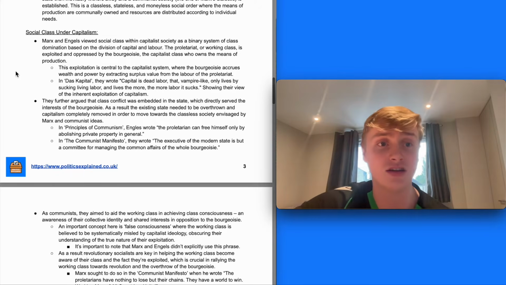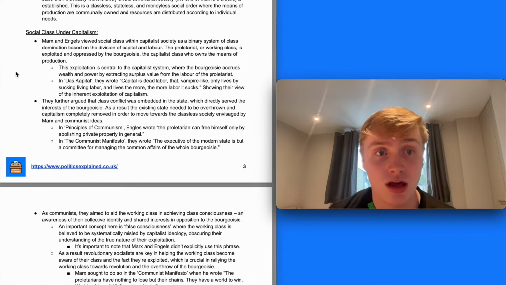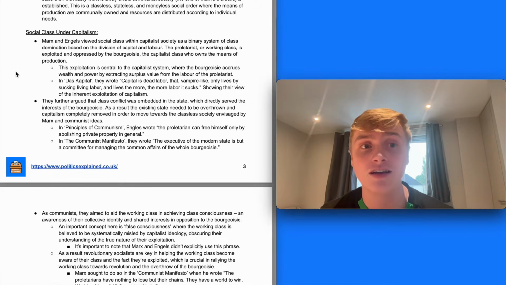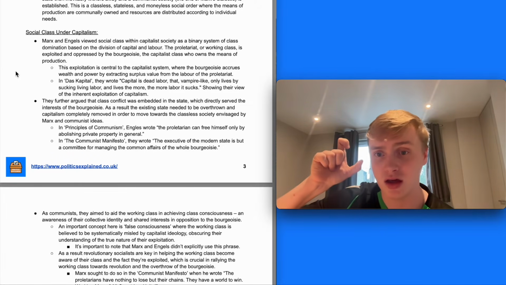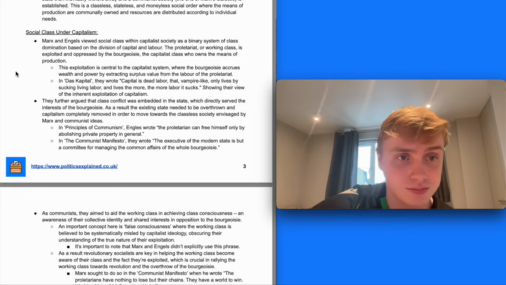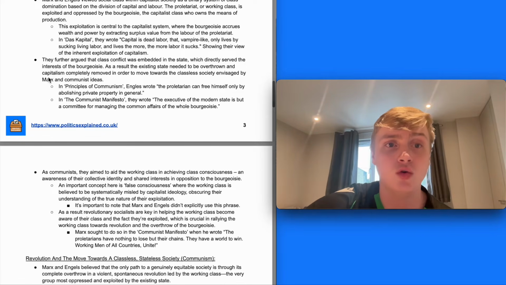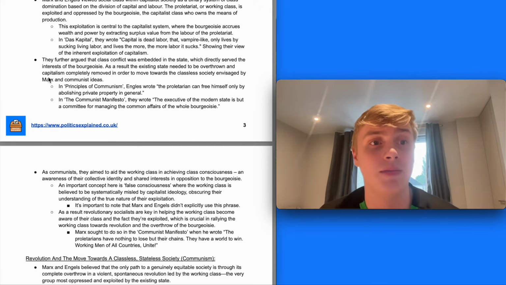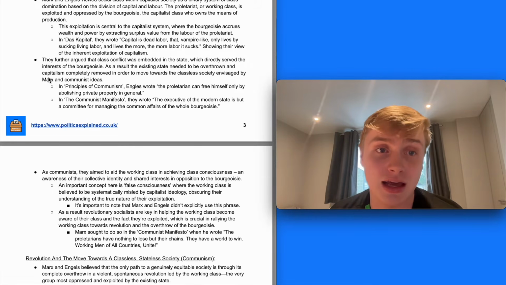In terms of social class under capitalism, they view it as a binary system of class domination based on the division of labour and capital. So the proletariat is exploited and oppressed by the bourgeoisie. So they see it in very binary terms, the oppression of one class by the other. And this exploitation is central to the capitalist system. And in Das Kapital, they wrote, "Capital is dead labour, that vampire-like only lives by sucking living labour, and lives the more labour it sucks."